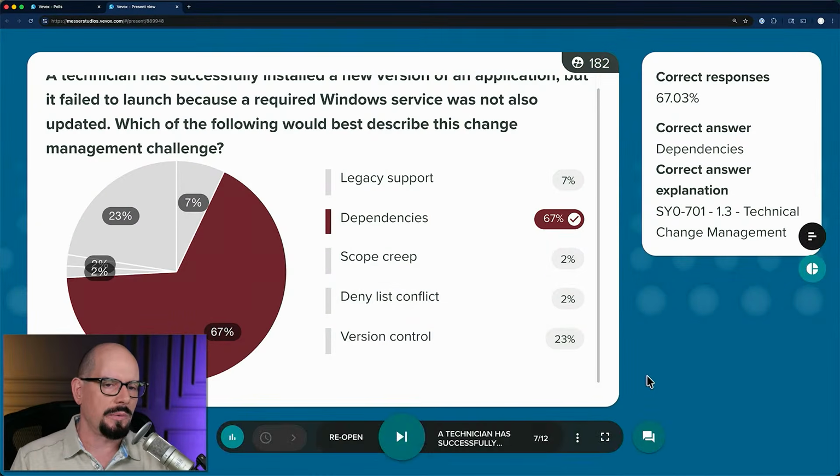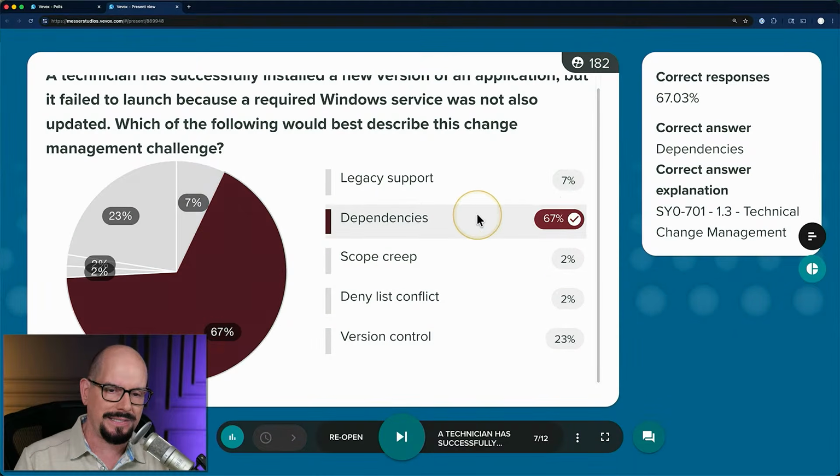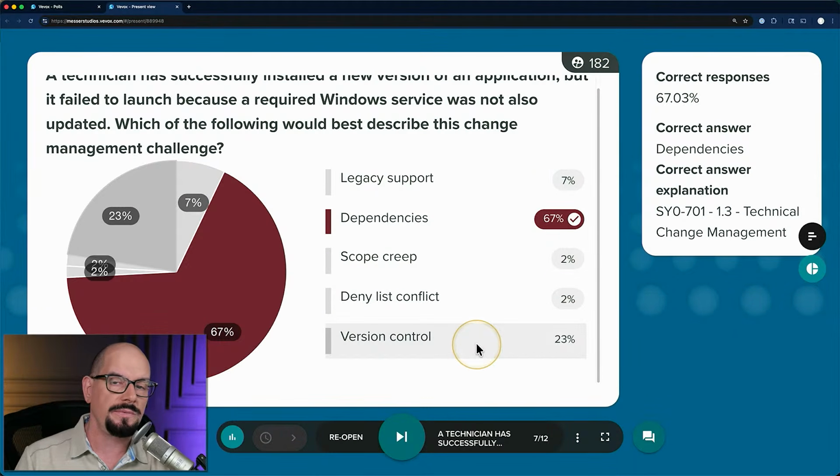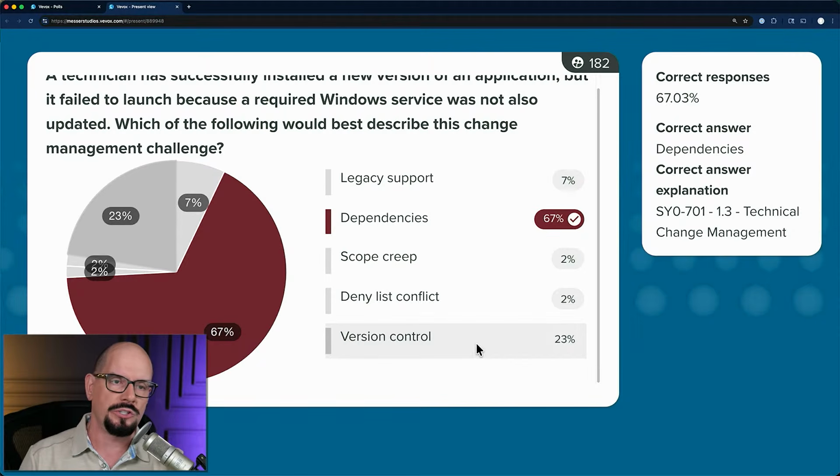So that is the answer we were looking for, dependencies in this case, although 23% of you said version control is what you should have had in place. That is the challenge we have here. Well, in this particular case, version control is referring to keeping different versions of the same application organized. Very commonly used by application developers, but it could also be used by people that are installing new applications as well. Maybe as simple as keeping different versions of the application available so you can install a previous rev.